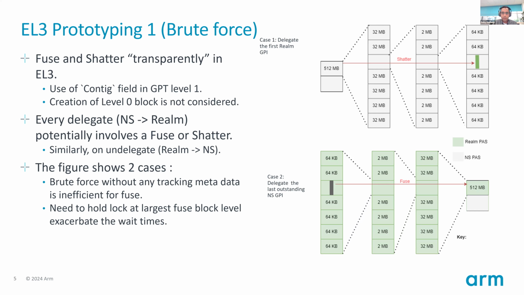Effectively, there's a lot of fusing and shattering potentially happening at EL3 as part of delegate or undelegate. So brute force without any tracking metadata is likely to be very inefficient for fuse. There is also the issue that we need to hold the lock at the largest fuse block level, which can exacerbate the wait times.